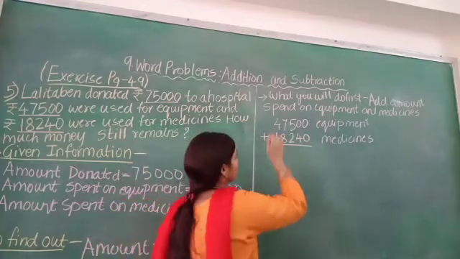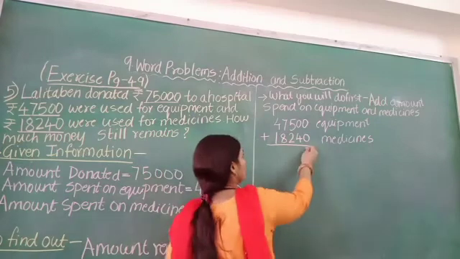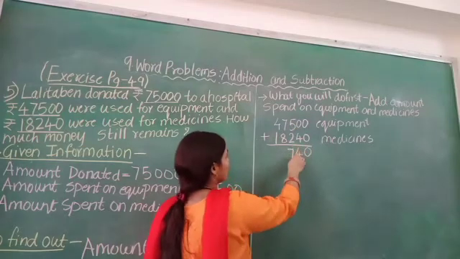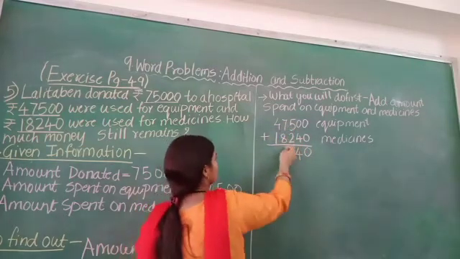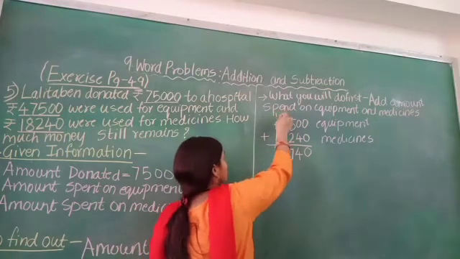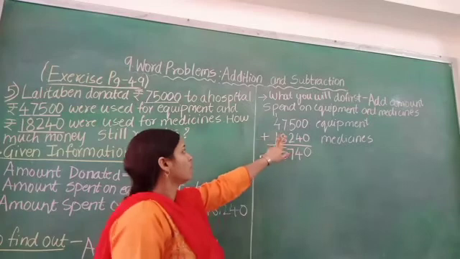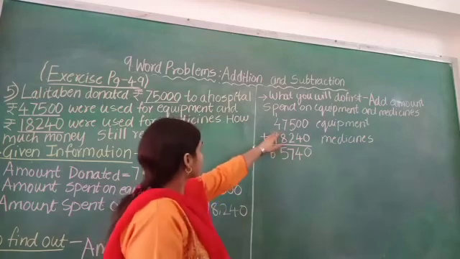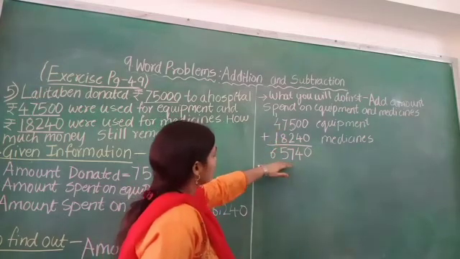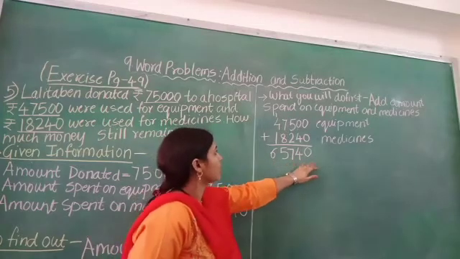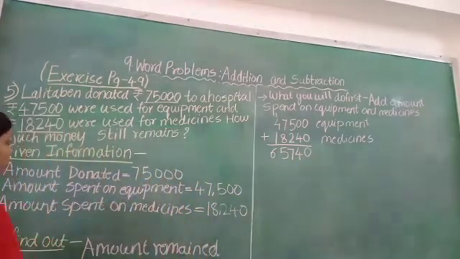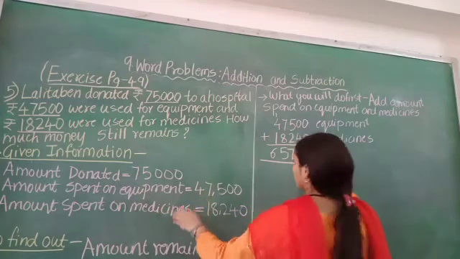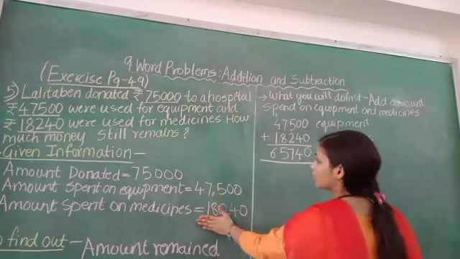Now here we will add 0 plus 0 is 0, 0 plus 4 is 4, 5 plus 2 is 7, 7 plus 8 is 15, 1 will carry over, 1 plus 4 is 5, 5 plus 1 is 6. So what we have got here? 65,740. So this much amount has been spent together.